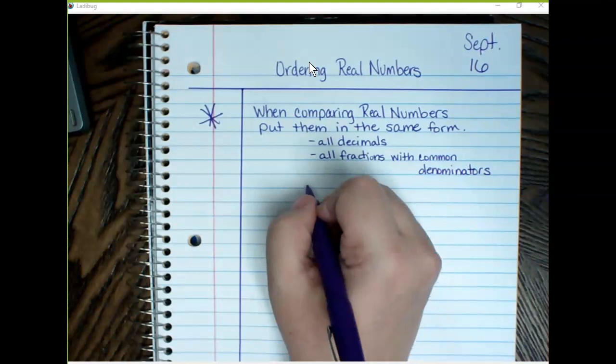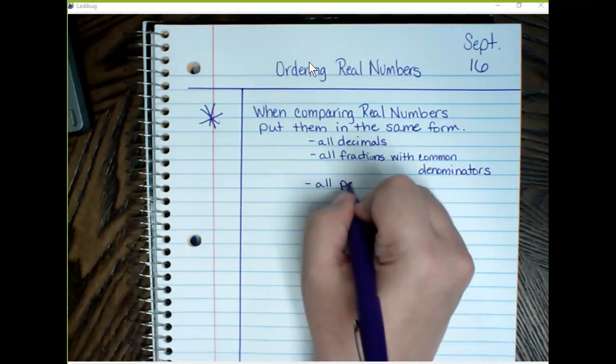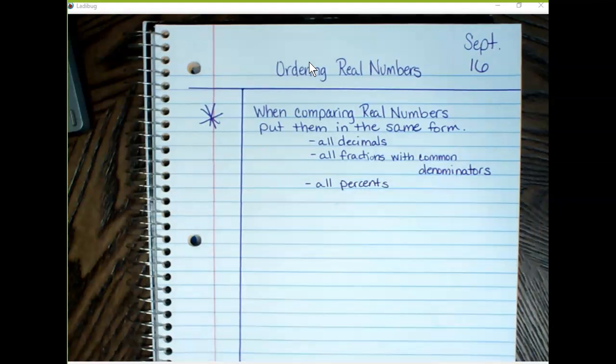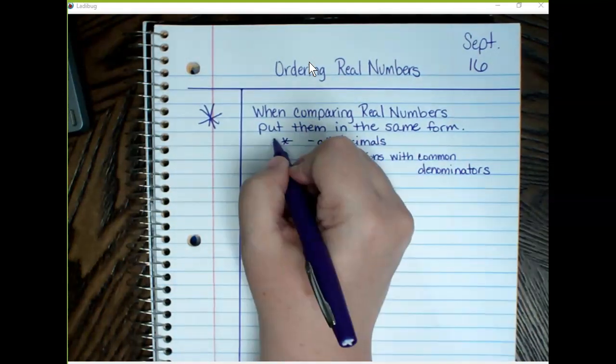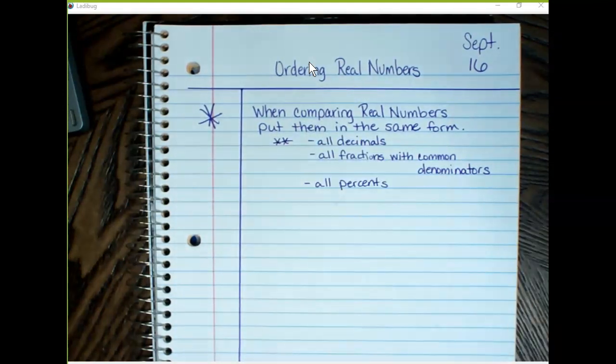I could even put them in all percents if I wanted to, as long as all of them are the same form. I'm going to tell you decimals is the easiest one to do. Because even if I want to put it as a fraction, I got to first put it as a fraction, then a common denominator. That's 2 steps. If I want to change everything to a percent, most of the time I would either have to change it to a fraction over 100 or a decimal and then make it into a percent. Again, 2 steps. But if we put everything in decimal form, it's just a 1-step deal. And it makes it a lot easier to compare our numbers.